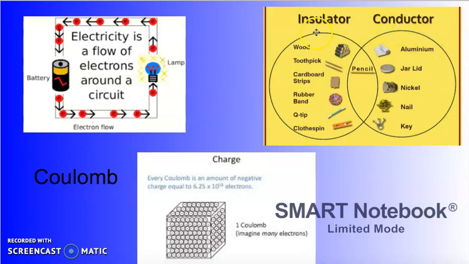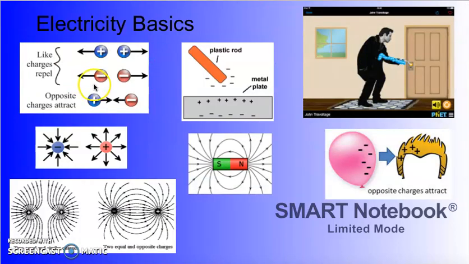So know these terms, insulator, conductor, coulomb, and kind of the basics of the positive and negative flow of the positive and negative charges, which ends up being electricity.